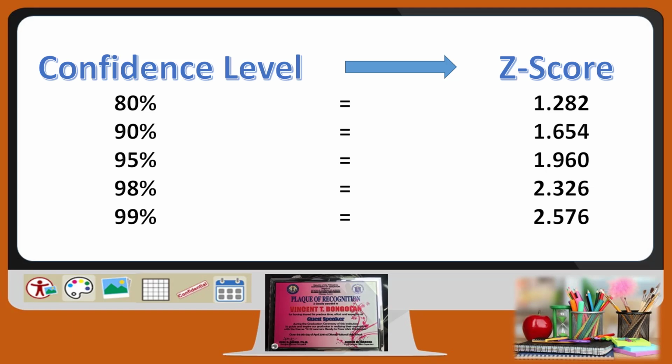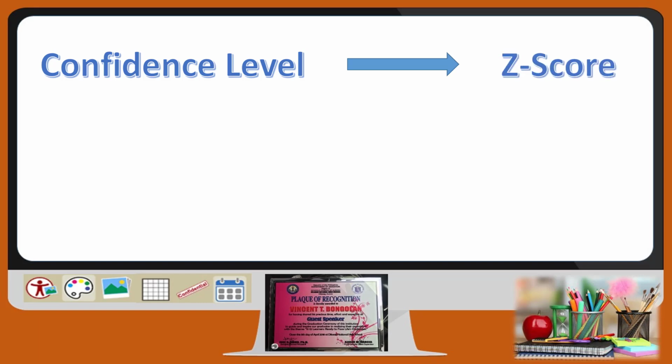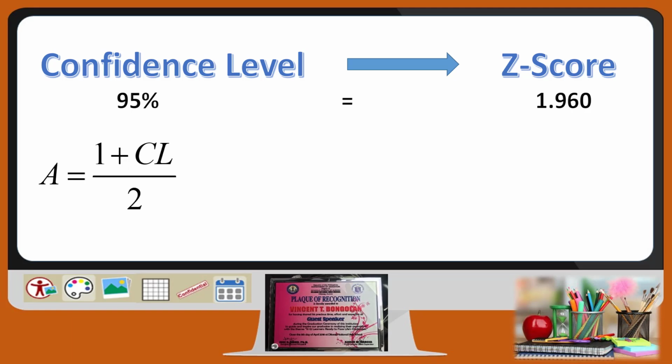I will discuss how to calculate the z-score. We have said that the 95% confidence level is equivalent to 1.960. Our goal is to show you how we arrived at the z-score of 1.960. To do this, we need to calculate the area under the normal curve to the left.